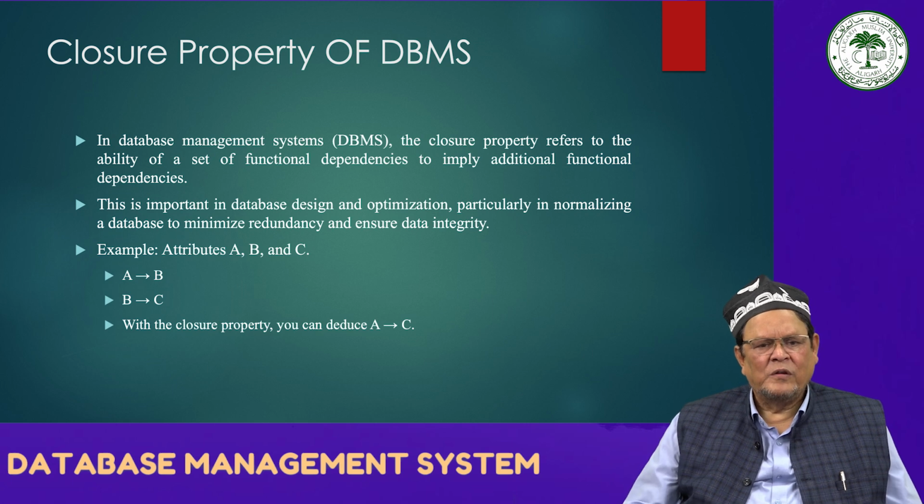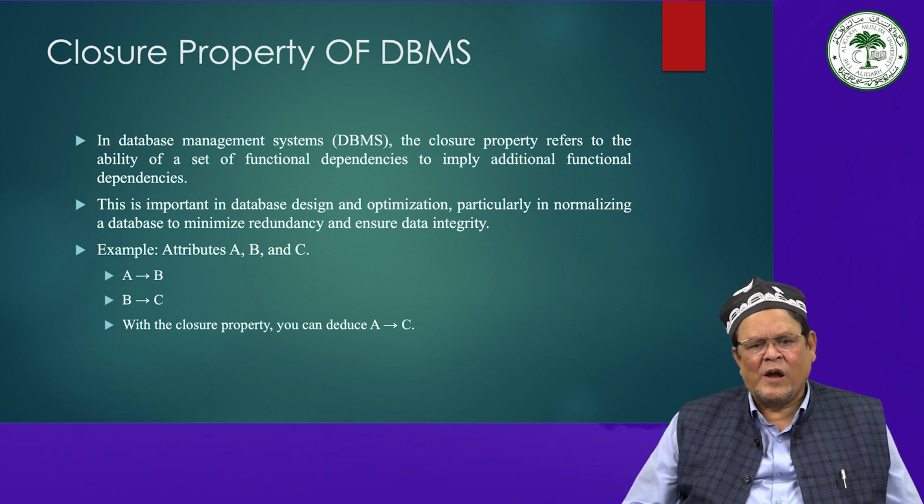For example, let us say you have a relation with attributes A, B, and C, and you know that A determines B and B determines C. With the closure property, you can deduce that A also determines C because of transitive property.